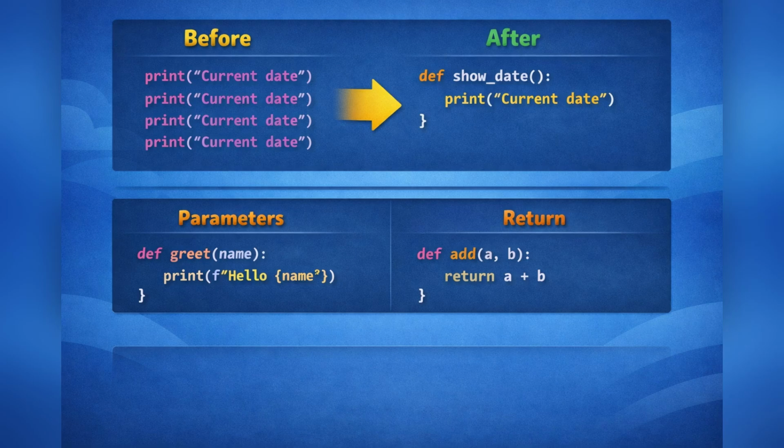Functions can also take inputs, called parameters. This allows them to behave differently depending on what data you give them. For example, a greeting function can greet different users depending on the name passed in. Additionally, functions can return values. This means they don't just perform actions, they can also produce results that can be used elsewhere in your program. This combination of input, processing, and output is what makes functions so powerful.